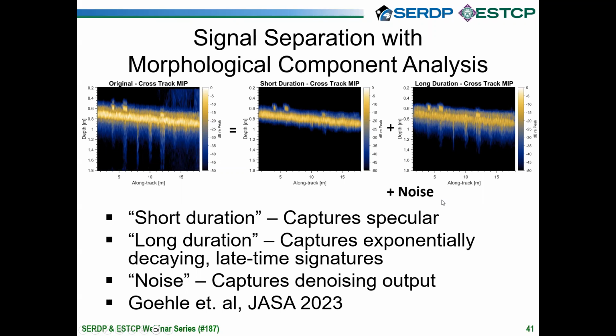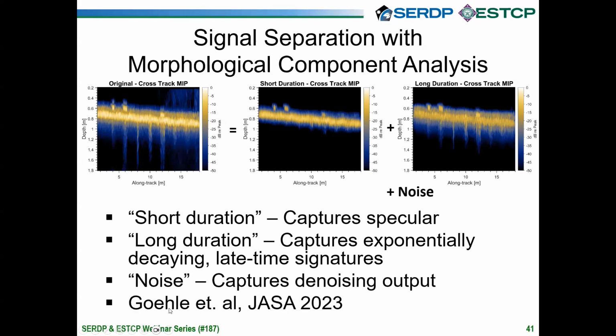The really nifty piece of this is that if we take the single look complex images for the short duration image, the long duration image, and the noise image, and we recombine them together, we get back to this original full image. So there's no loss of information in this process.